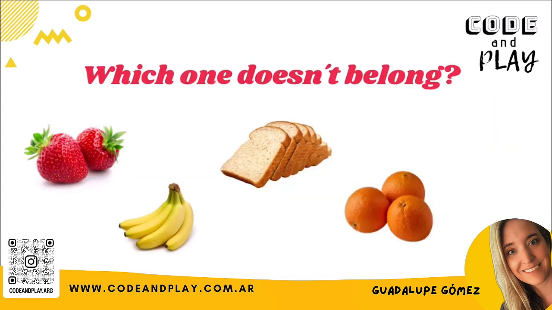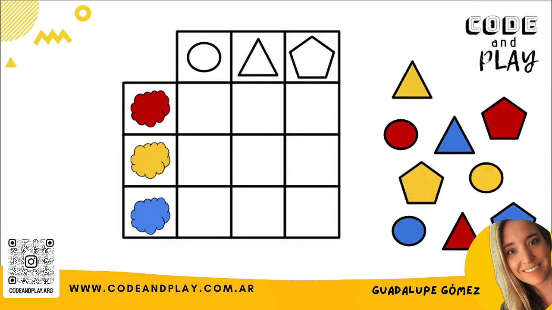Activities where students have to determine which one doesn't belong provide them opportunities to use their critical thinking skills. These activities invite children to explain their reasoning, justify their answer, listen to others' opinions, and participate in discussions. Matrix sorting helps students sort by multiple attributes, for example, colors and shapes, and is a great way to introduce them to conditionals.